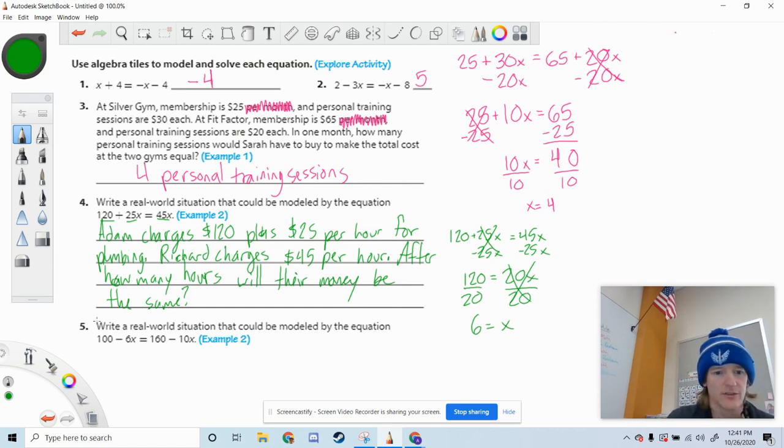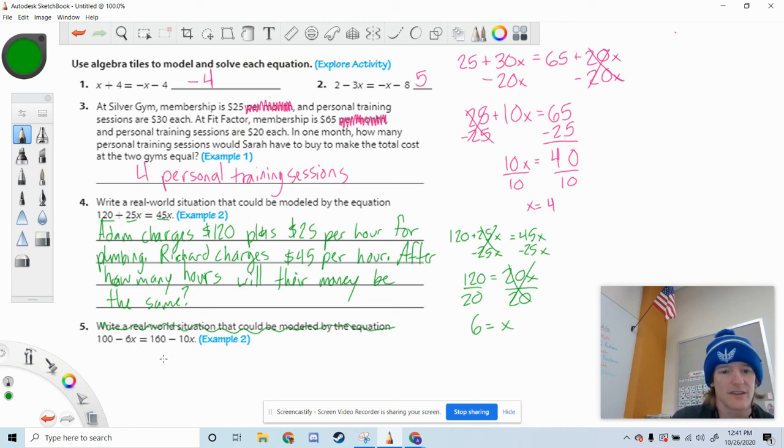Then number 5, don't worry about solving this one. I don't need a real world situation because I feel like we'd kind of just do it the same way. Well, I'll just say one and then we'll just solve this problem. So the first person has $100 and they lose $6 every day. The second person has $160 and they lose $10 a day. Like that's all we would have to do. When would they be the same? So let's solve it though.